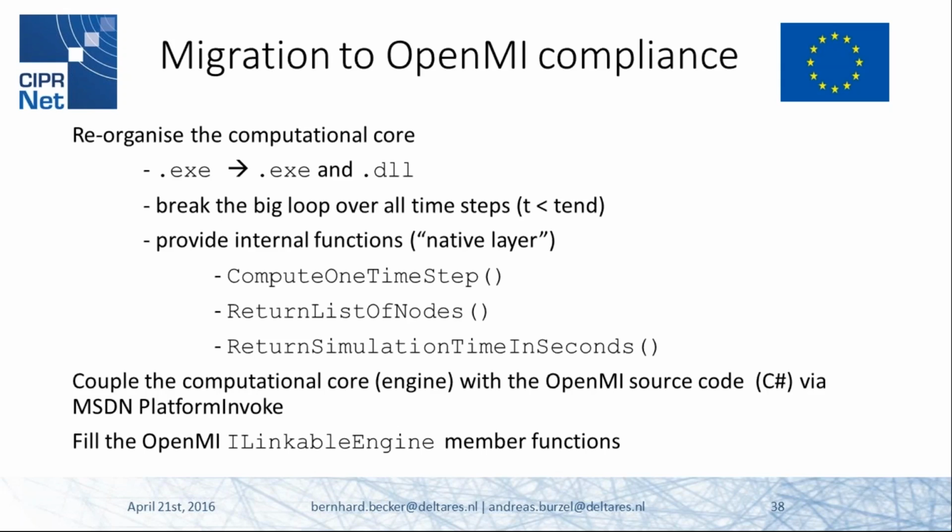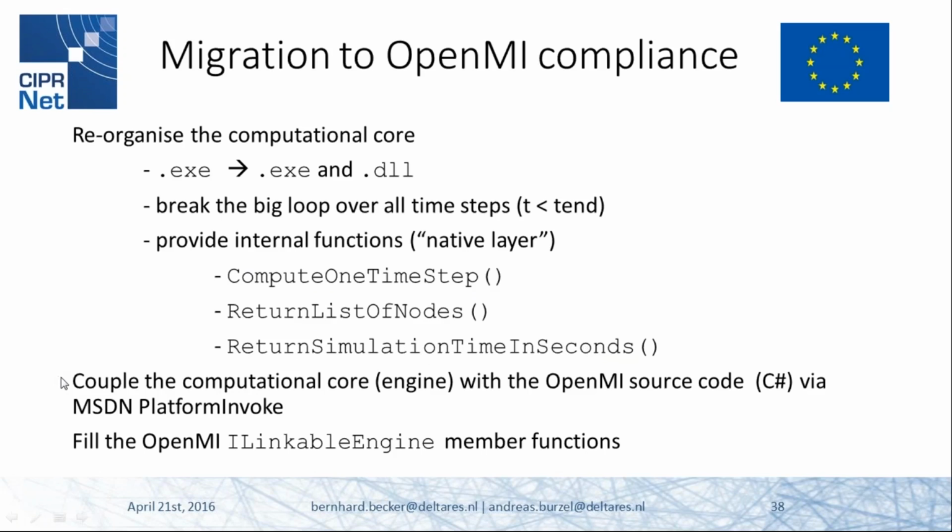Usually you have one big loop, but as I explained before, we need a function that performs only one time step. And later, the next step is to provide internal functions to be able to fill all these OpenMI standard member functions. Examples of how you could name these functions: compute one time step, return a list of nodes, return simulation time in seconds, and then you do something with that in order to get something in modified Julian day.